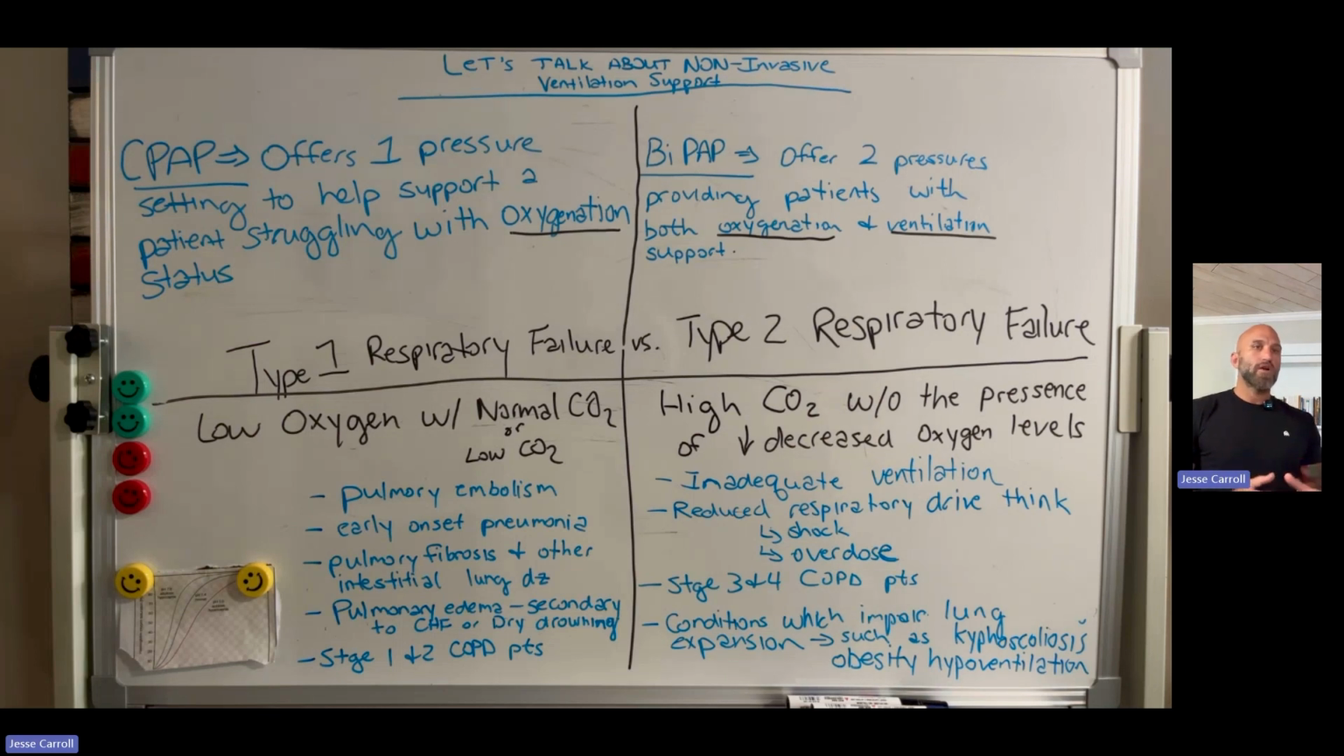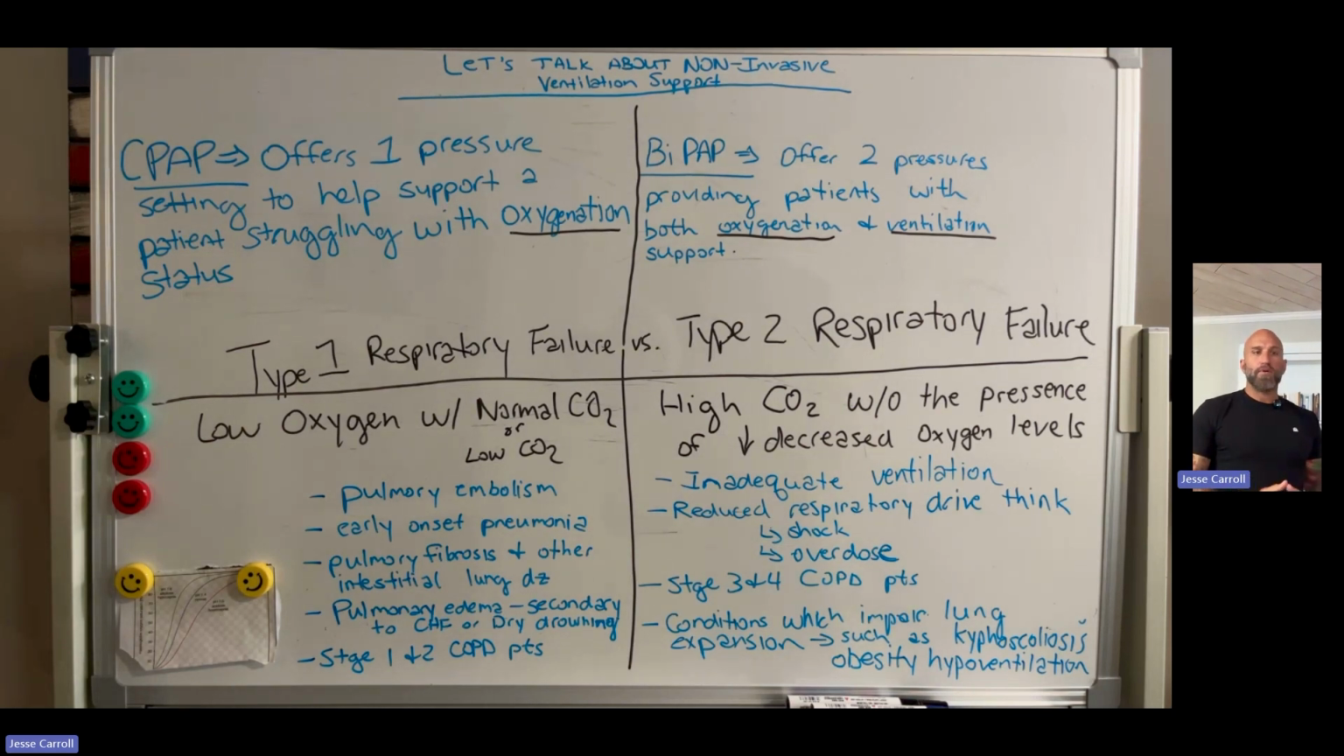And it's really important to understand the term hyperventilation versus tachypnea. So hyperventilation is actually clinically defined as a CO2 that's measurable below 35 millimeters of mercury. So that being said, let's move over to type 2 respiratory failure. This is going to be a patient that has high CO2 without any presence of decreased oxygen levels.